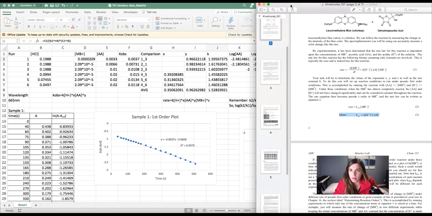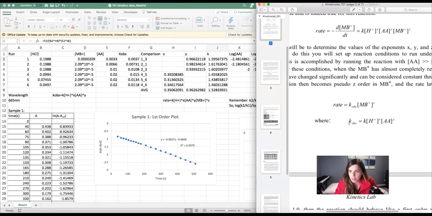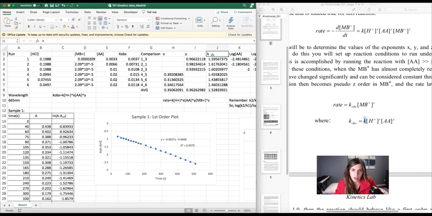So it's actually really simple. Let me zoom in a little bit. You're taking your K observed value that you have, and then you're setting it equal to K times the concentration of H to the X times the concentration of AA to the Y. All right, so we're basically going to divide the concentrations over here and then solve for K. So I have a column over here for K, and then I have 6 different values for the 6 runs, and then I have an overall average. Okay, so let's look at the first cell and see what I did.